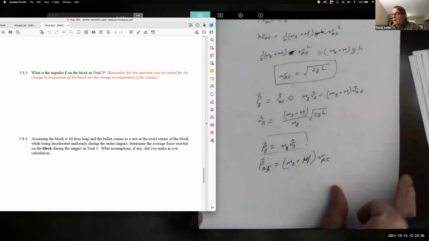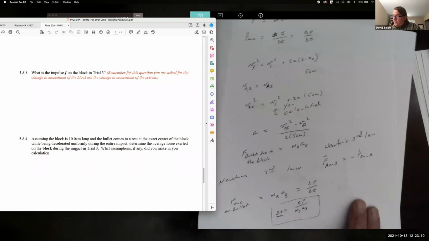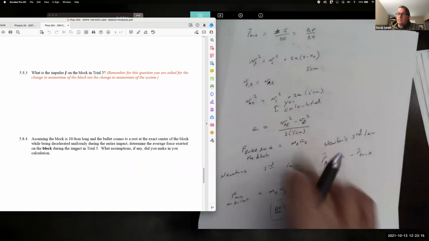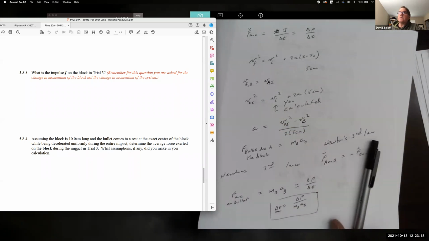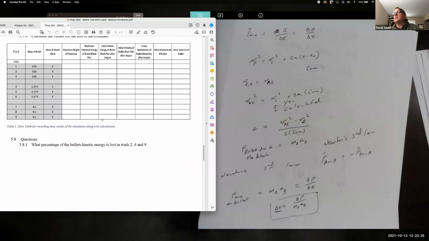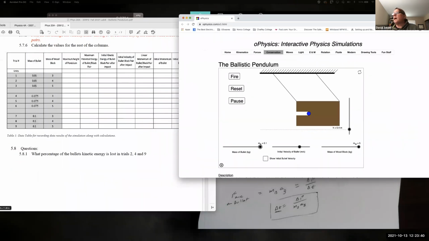So we went through here. I'm going to assume the block doesn't move for this calculation. And for this calculation, we can just go through this for one of them. You're not allowed to do number 8, say. I'm going to do, say, number 8.